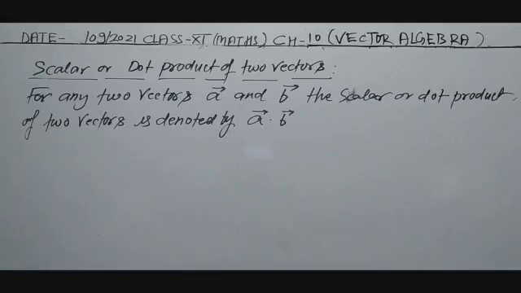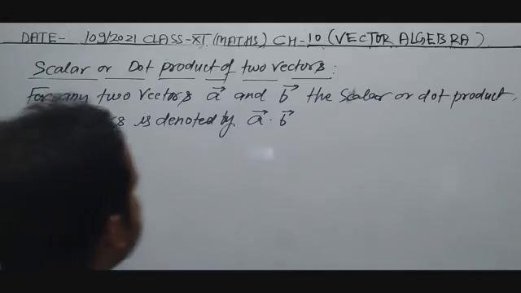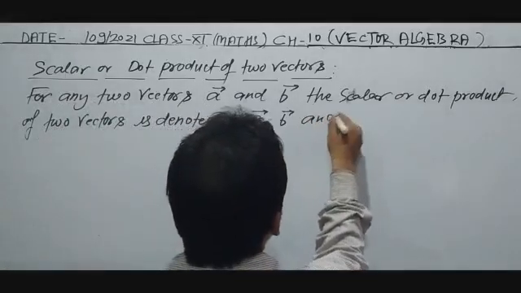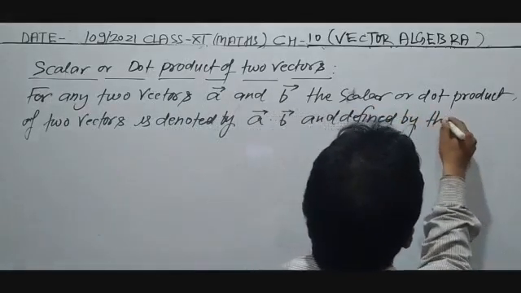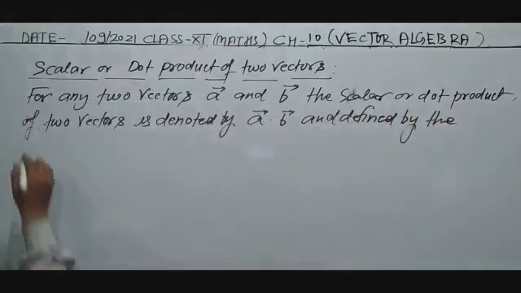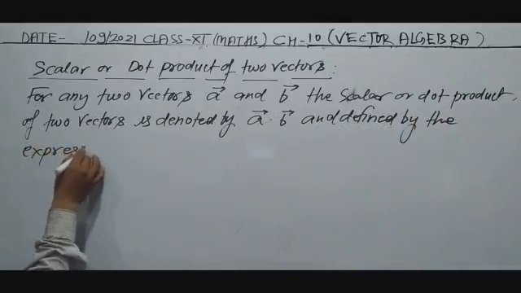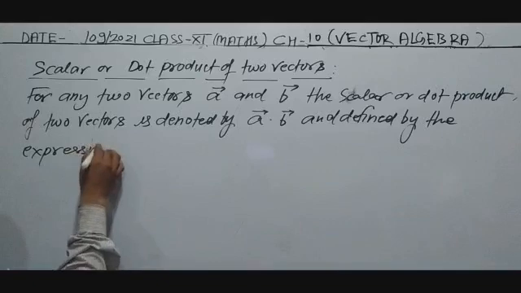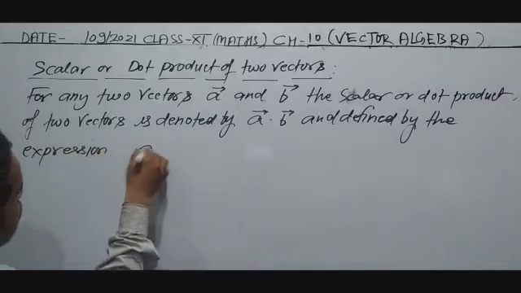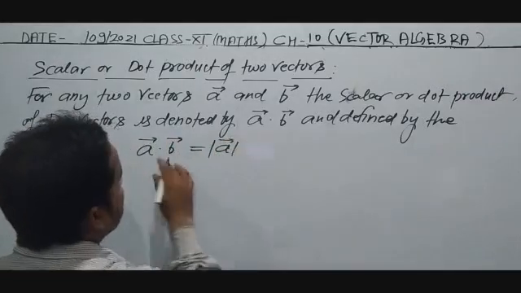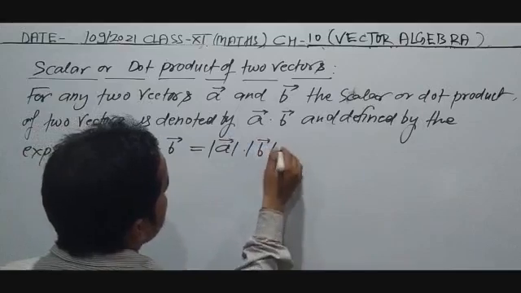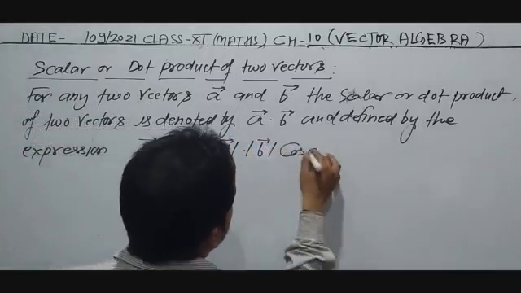This is the symbolic representation or denotation of the dot product of two vectors, that is A dot B, and it is defined by the formula, or defined by the expression, A dot B is equal to mod of A into mod of B into cos theta.